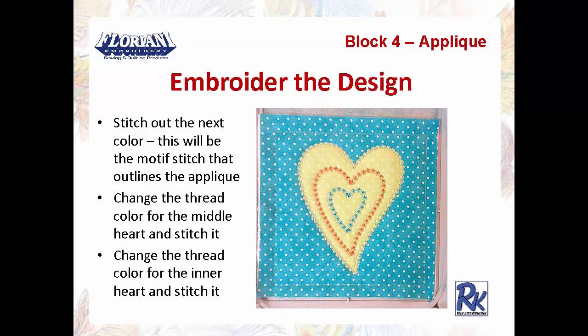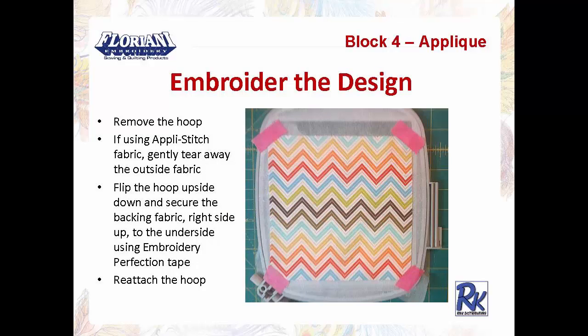Then you want to change the thread color for the middle heart and stitch it. Change the thread color one more time for the inner heart and stitch it. Next, you want to remove the hoop from the machine, and if you're using applique stitch fabric, now would be the time to gently tear away the outside of the applique stitch fabric. You want to flip the hoop upside down and secure the backing fabric right side up to the underside of the hoop using embroidery perfection tape, and then go ahead and reattach the hoop to the machine.